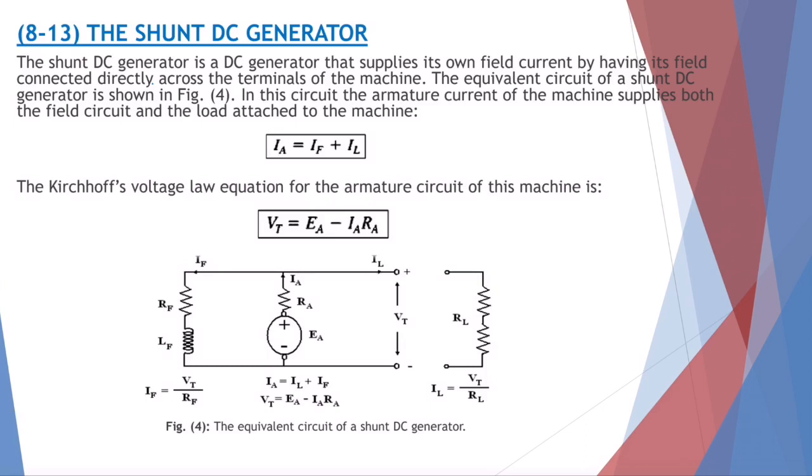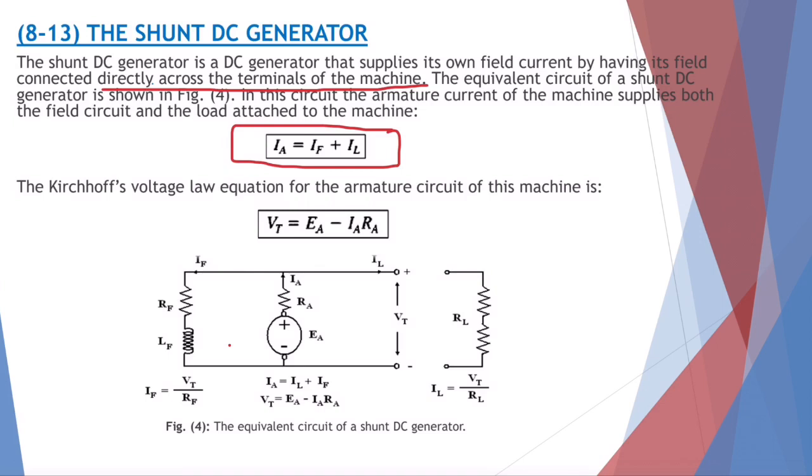The shunt DC generator is a DC generator that supplies its own field current by having its field connected directly across the terminals of the machine. The equivalent circuit of a shunt DC generator is shown in figure 4. In this circuit, the armature current of the machine supplies both the field circuit and the load attached to the machine. We have IA equals IF plus I load. Armature current equals field current plus the load current.